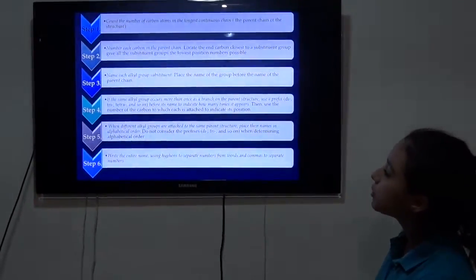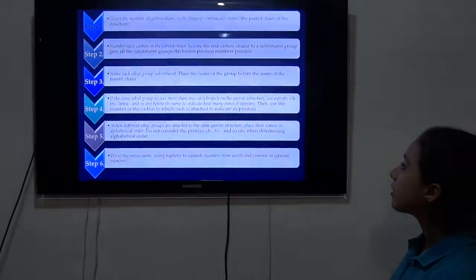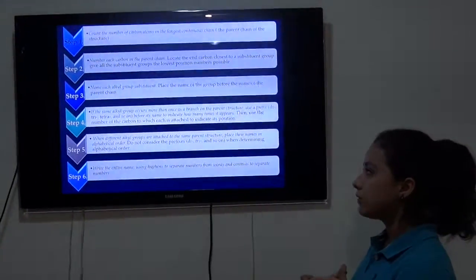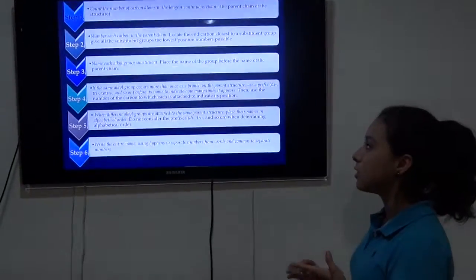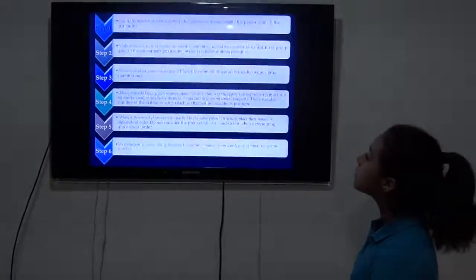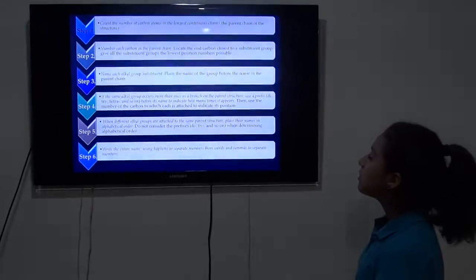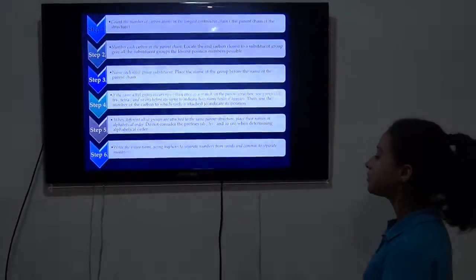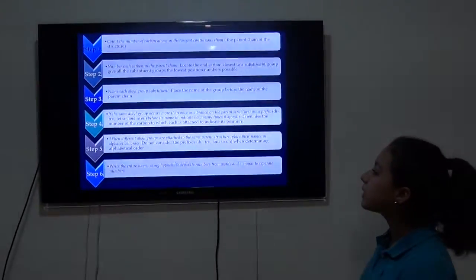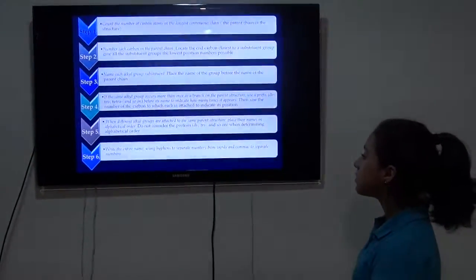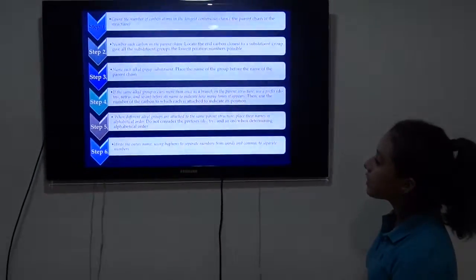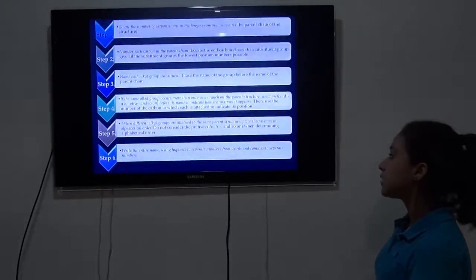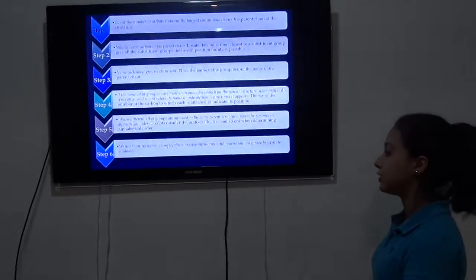Then step number 4. If the same alkyl group appears more than once as a branch of the parent structure, we have to use a prefix: di for 2, tri for 3, tetra for 4, and so on, before its name to indicate how many times it appears. Then we use the number of the carbon to which it is attached to indicate its position. Then step number 5: when different alkyl groups are attached to the same parent structure, place their names in alphabetical order. You don't consider the prefixes di, tri, and so on when determining the alphabetical order.